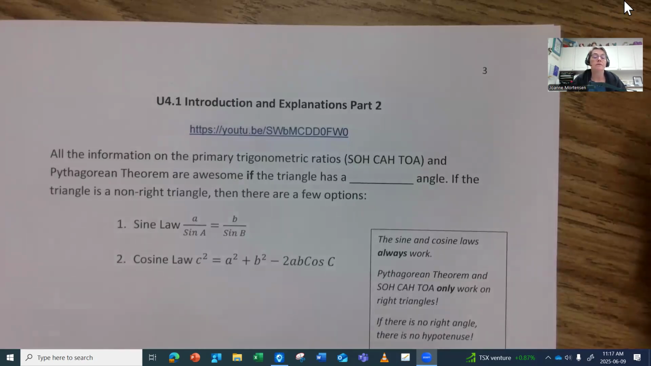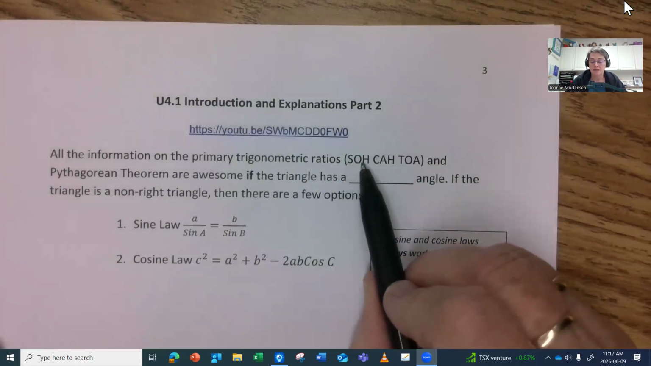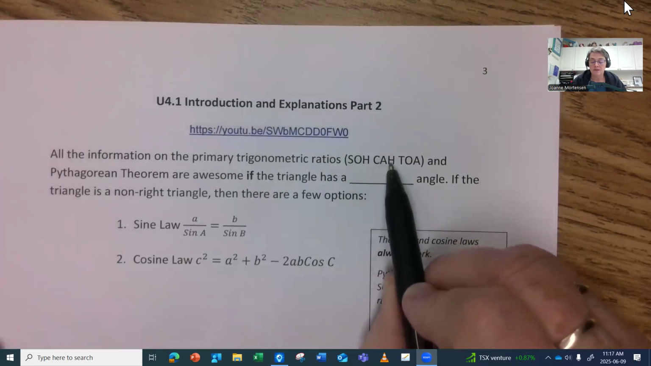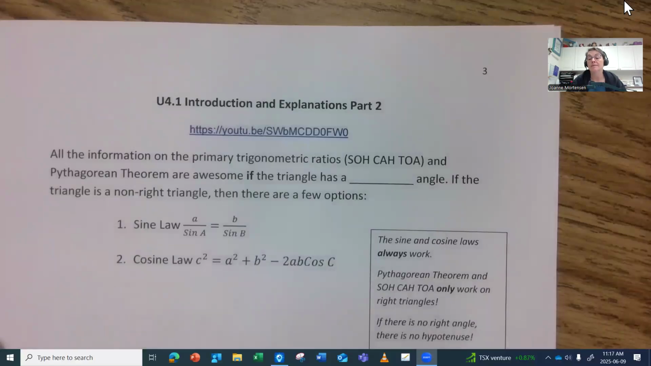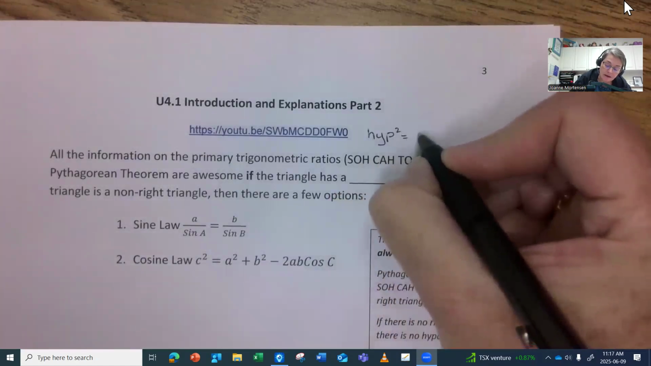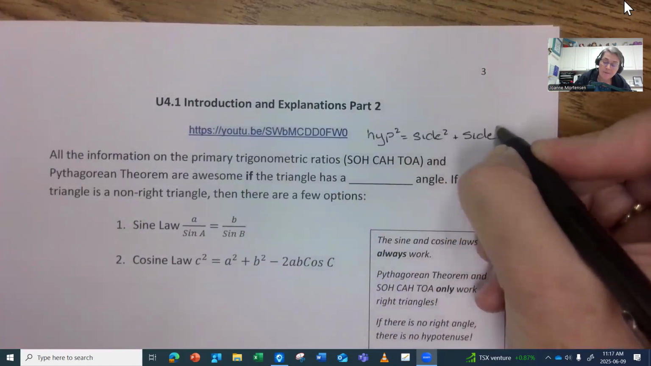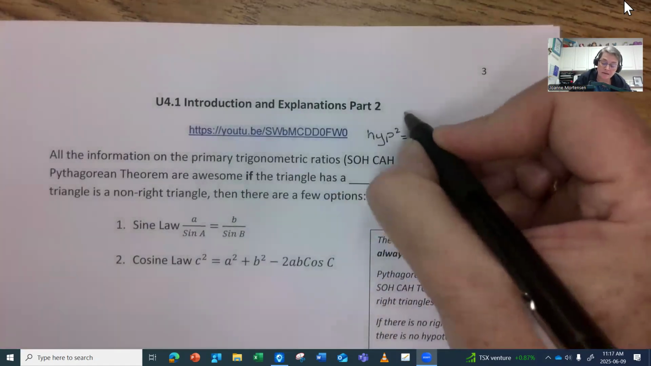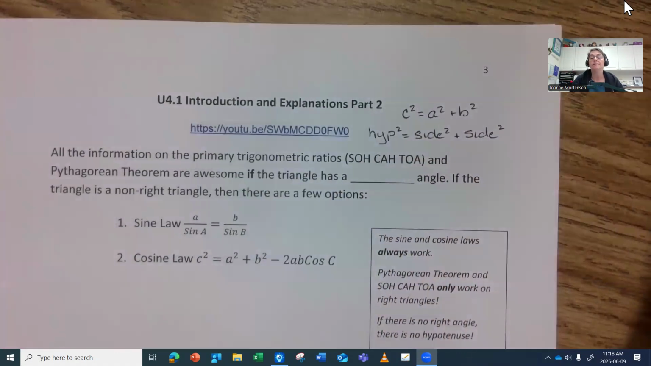So today we are going to talk a little bit about the primary trig functions. If you've ever heard the word SOHCAHTOA, sine is opposite over hypotenuse, cos is adjacent over hypotenuse, tangent is opposite over adjacent. Well, we're done with that. And we're actually done with Pythagorean's theorem. If you're not sure, that looks like this: hypotenuse squared is equal to side squared plus side squared. Or that's the way I teach it. Somewhere from before you might have got c squared is equal to a squared plus b squared. Either way, it's all good.